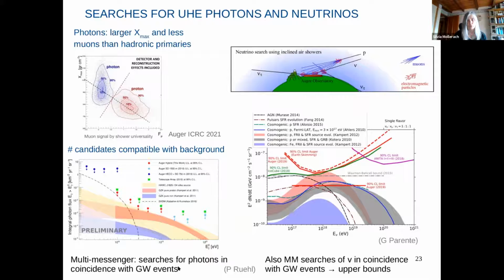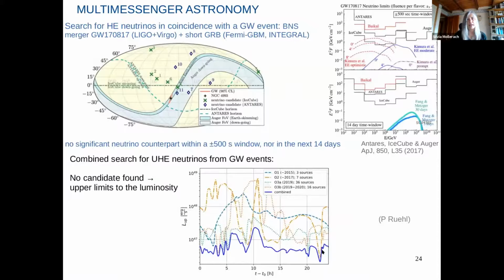And we have also made searches of neutral messengers in coincidence with transient sources. You can see the details in the contribution by Philippe Rouel.